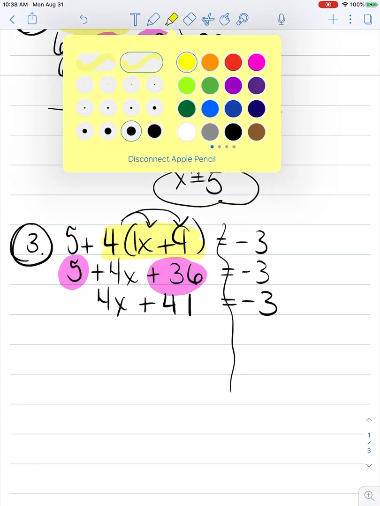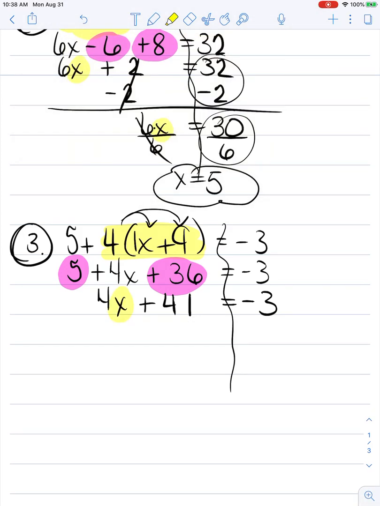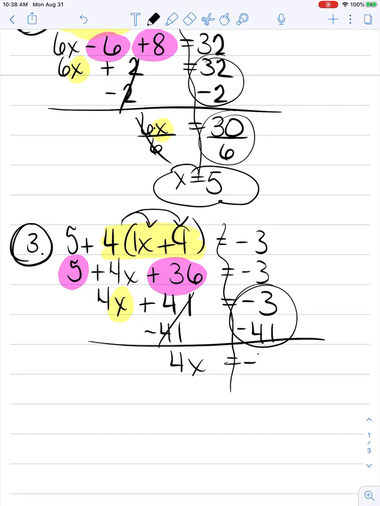And now, step 3, I'm going to isolate my variable, first by adding or subtracting, then multiplying or dividing. So the opposite of plus 41 is minus 41. So I'm left with 4x, 41 minus 41 cancels. Same signs, I'm going to add these numbers and keep the sign so I get negative 44.